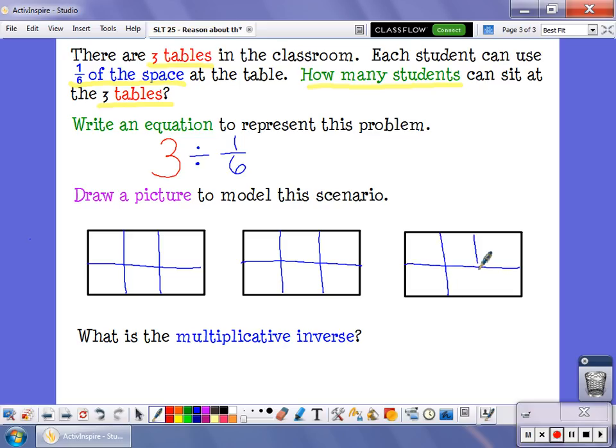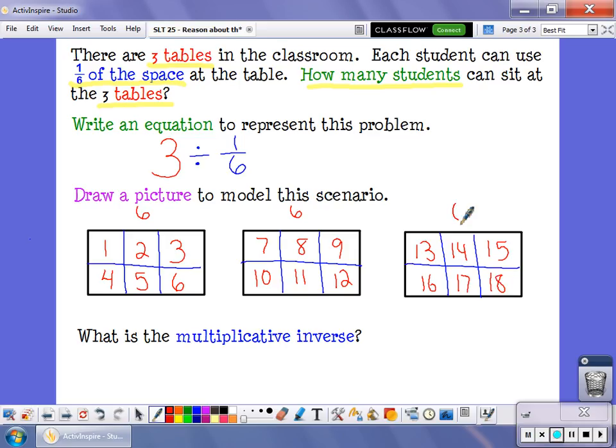Okay. And then I'm going to count up how many people can sit at the tables. 1, 2, 3, 4, 5, 6. So there are 6 people at this table. 7, 8, 9, 10, 11, 12. We've got another 6 here, and then 13, 14, 15, 16, 17, 18. I've got another 6 right here. We can see that it's 18 students total.